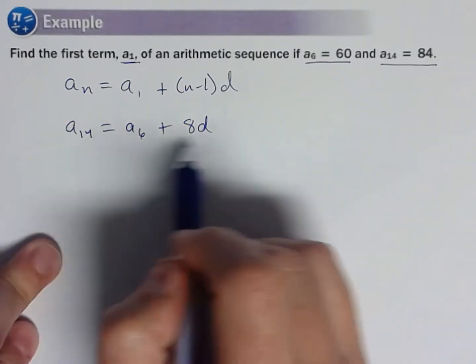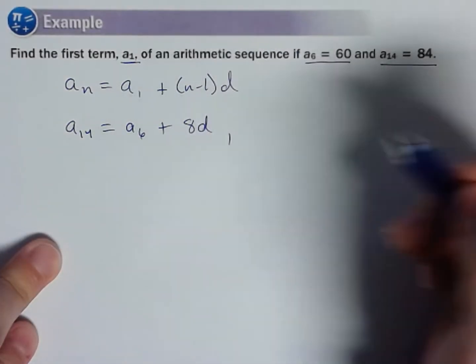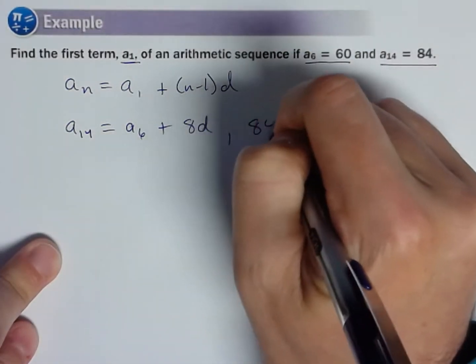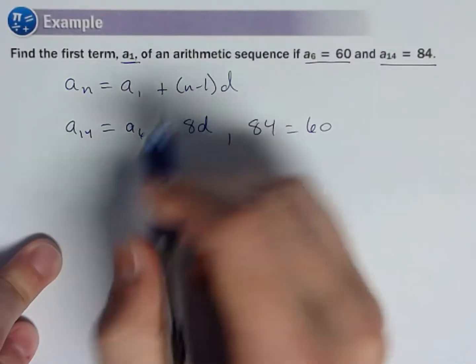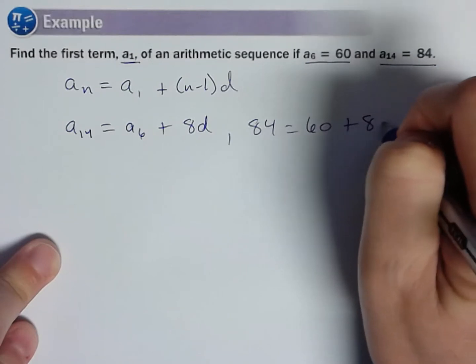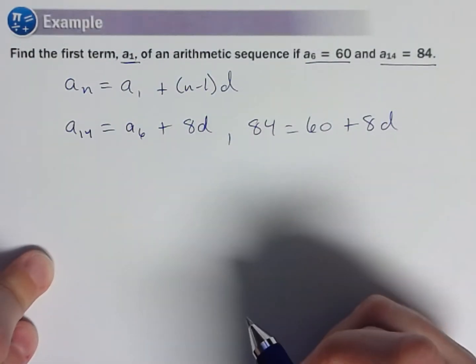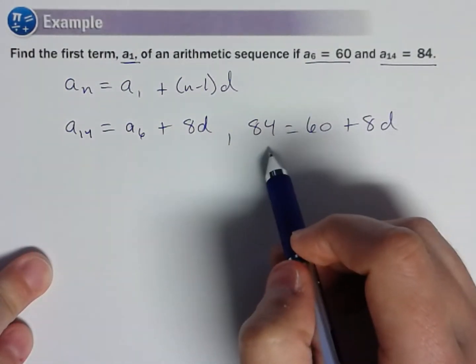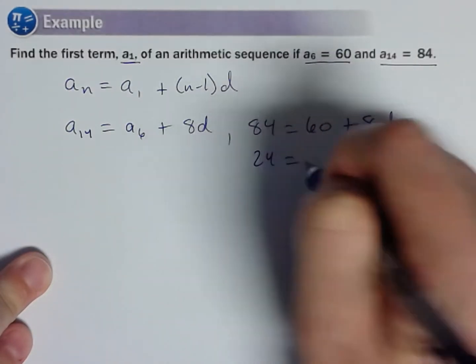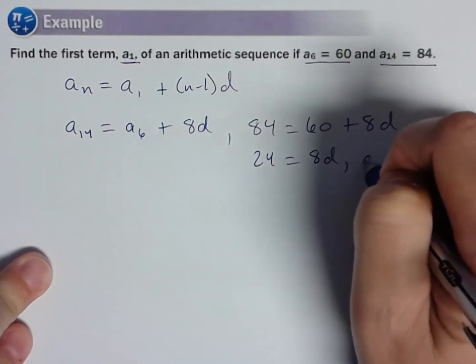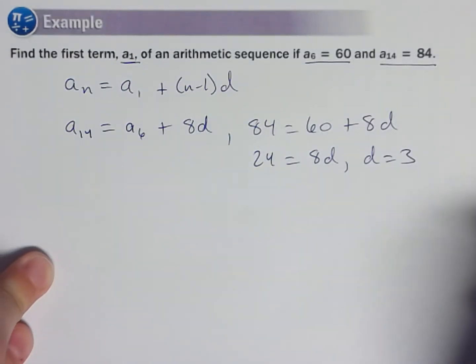So now let's plug these in, substitute. So 84, that's my 14th term, equals 60, my sixth term, plus 8d. Notice I've got a simple little equation I can solve. So if I subtract over, 24 equals 8d, hey, d equals 3.